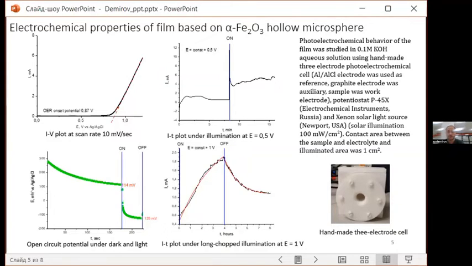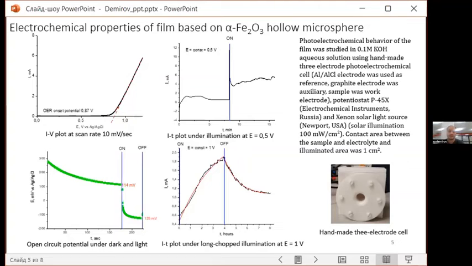When illuminated, the open circuit potential decreased by 238 microvolts, which indicates the photogeneration of charge carriers. It's interesting to look at the change of current density during illumination at different potentials. At a potential of half a volt, we can see classical behavior of photoanodes. It's a spike in current density and then a stable value of about 5 microamperes.